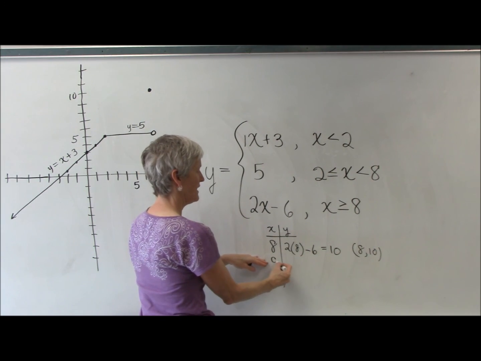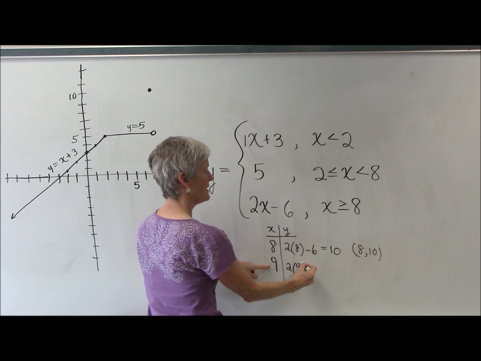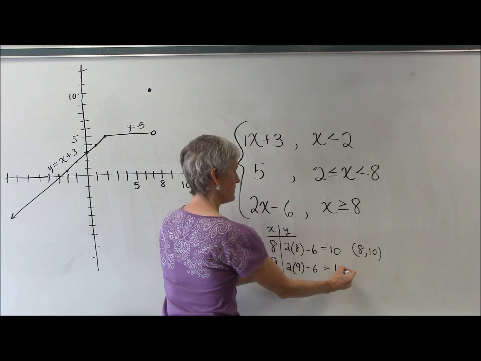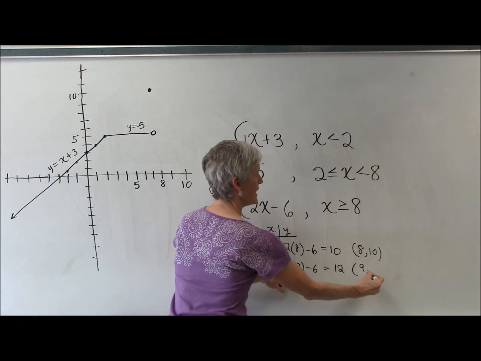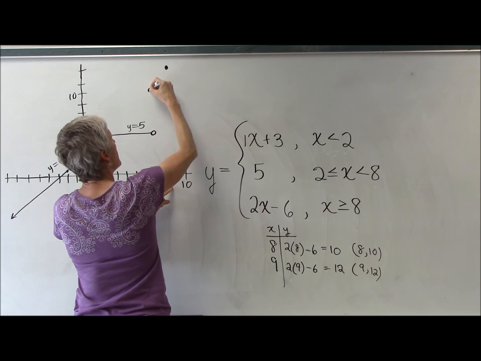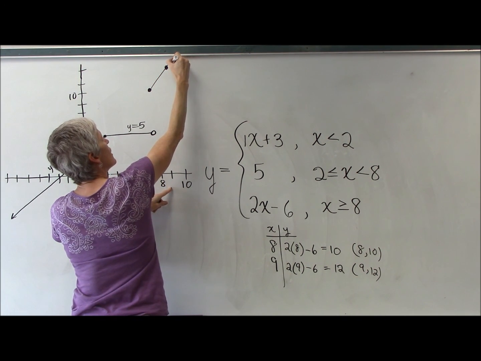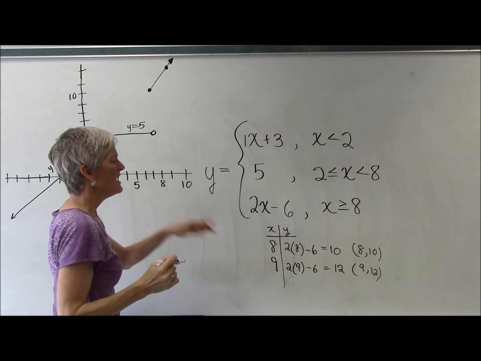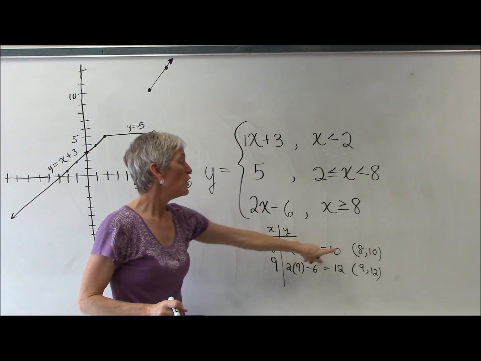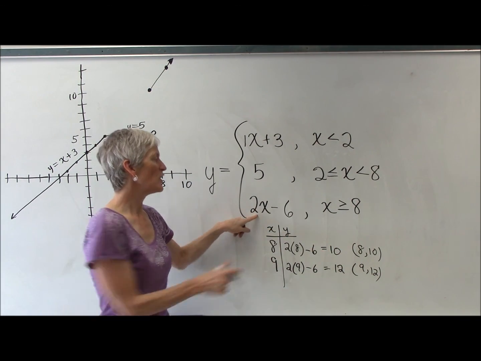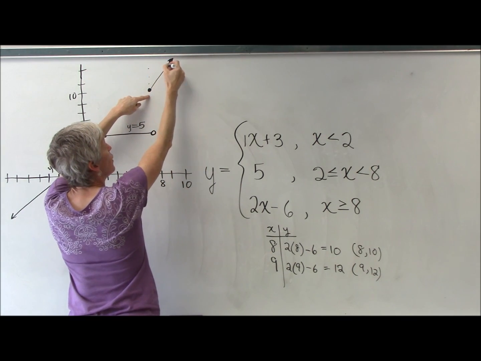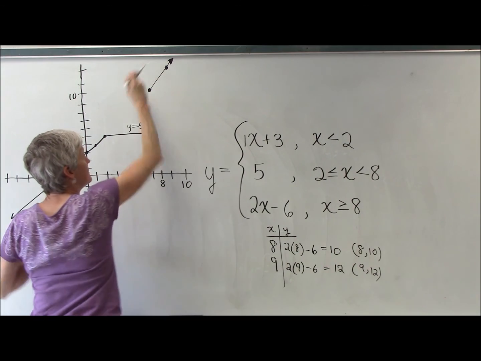Okay, I could plug in more points if I wanted to. So let's plug in a 9. 2 times 9 minus 6. That's 18 minus 6, which is 12. 9, 12. And I'm going to draw an arrow to show that that continues. Of course, another way I could have done that is once I know one point, I know the slope of this piece is 2, I could have just gone up 2 over 1, up 2 over 1.